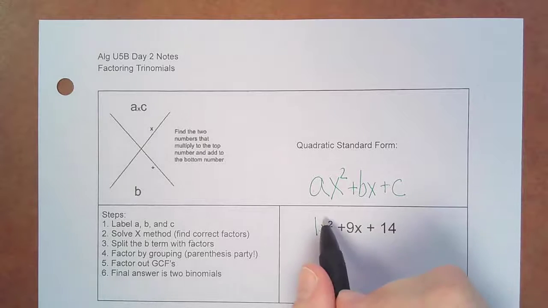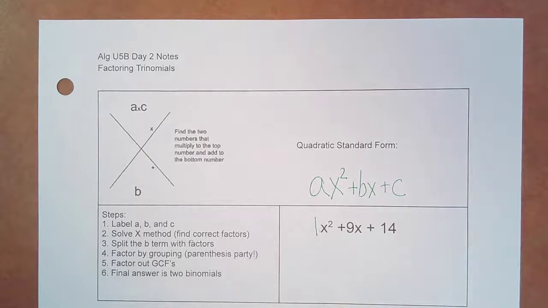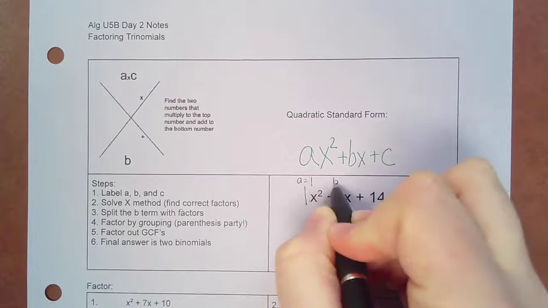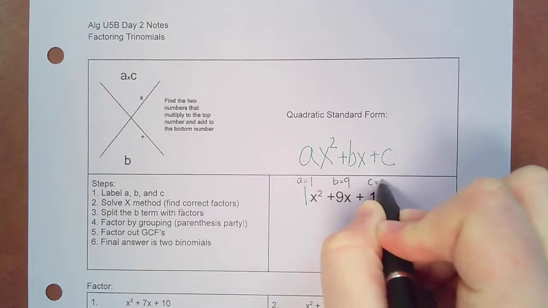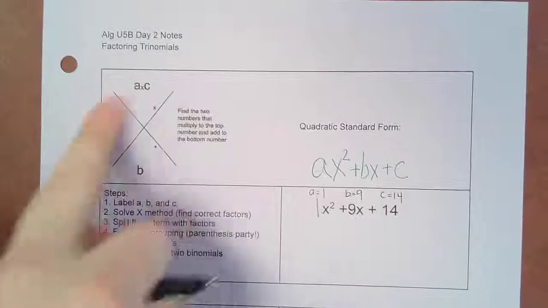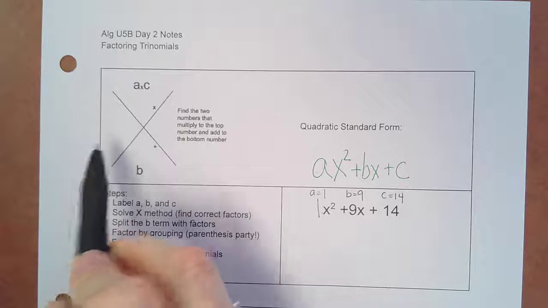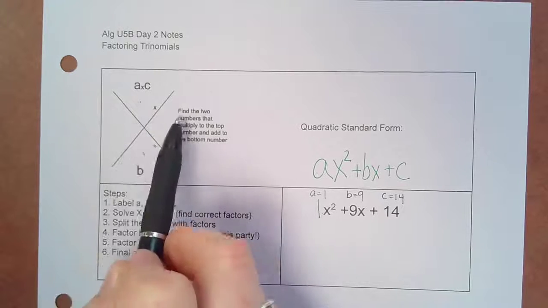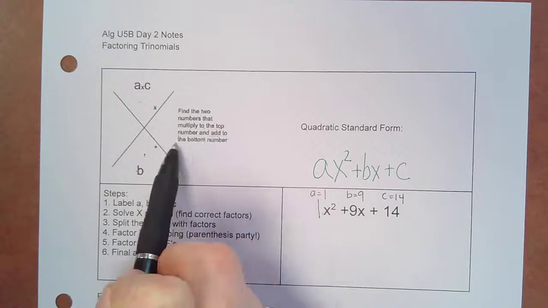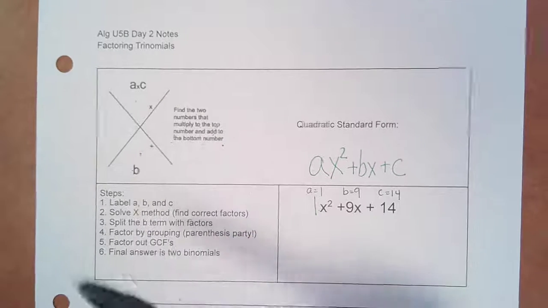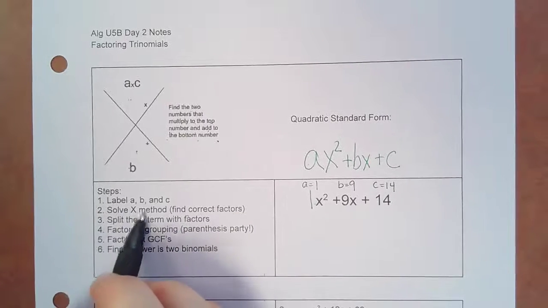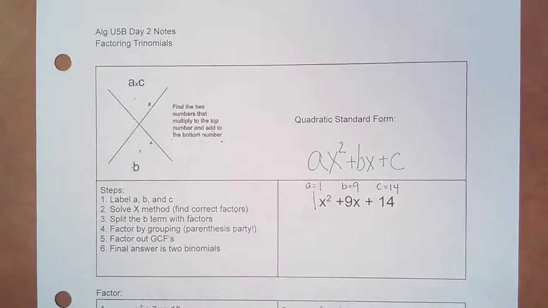So that means that a would be 1, b would be 9, and c would be 14. In this X thing, we have two blanks that we're trying to find. It says find the two numbers that multiply to the top number and add to the bottom number. In our steps here, we've labeled A, B, and C. Now it says solve X method, find the correct factors.